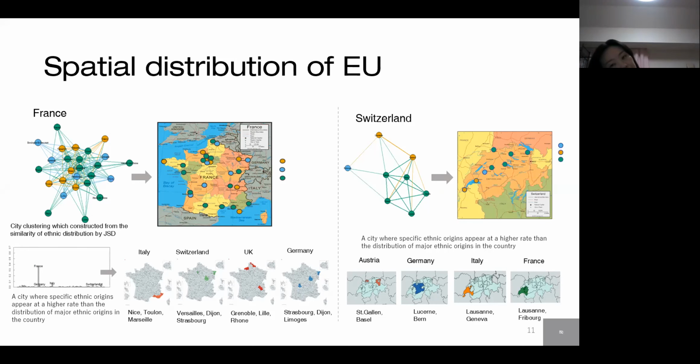In the case of Switzerland, Zurich and Basel had similar forms of ethnic distribution. And in Switzerland, 3 clusters were obtained. It is divided mainly into south and north. It can be inferred that it is divided into French, Italian, and German and Austrian influences.